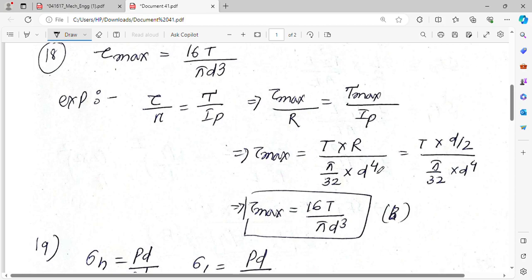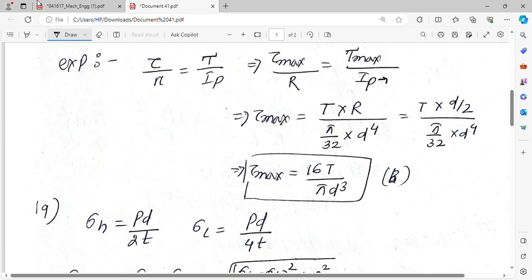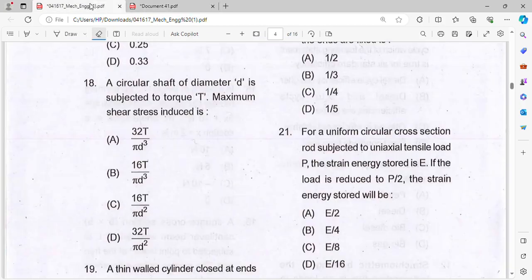The polar moment of inertia of the cylinder, we know, is pi by 32 into d to the power 4. So T into capital R, which is d by 2, whole divided by pi by 32 into d to the power 4. After calculating, we get 16T by pi d cube. So option B will be the correct answer, 16T by pi d cube.